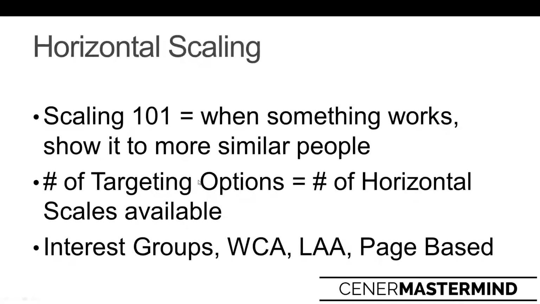You see it right here, scaling 101. We need to show it to more similar people, and this is, again, why the interest group strategy works so well. So what is horizontal scaling exactly? It's when you would create more ad sets showing the exact same product, using the exact same post. The only difference, the only variable that you're changing is the targeting. Okay? And in the simplest form of things, let's say you have 10 interest groups. Then you would have 10 different horizontal scales, one for each interest group. And we're going to implement that in a couple minutes on our current product.